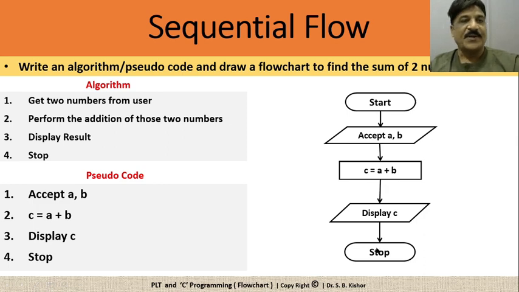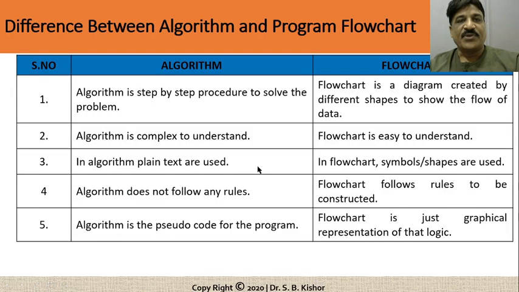Okay. Now let us try to understand the difference between algorithm and flowchart. Algorithm is what? It is a step-by-step procedure to solve a given problem, while a flowchart is simply a diagrammatic representation to solve that particular problem. An algorithm is complex to understand. We have seen a narrative description while solving the addition of two numbers.